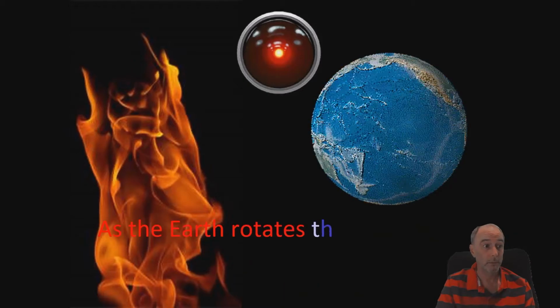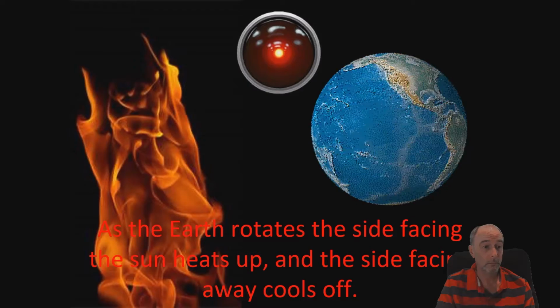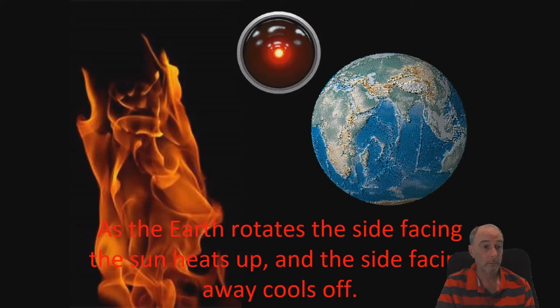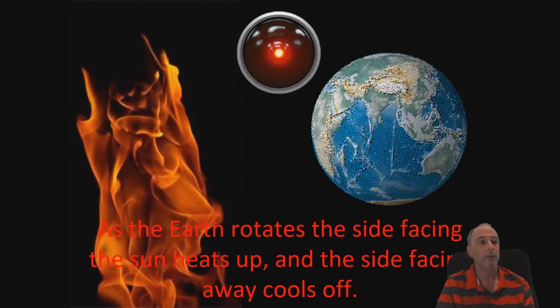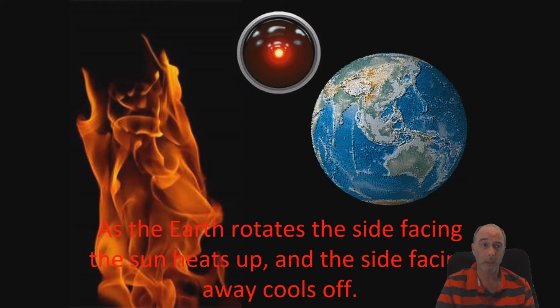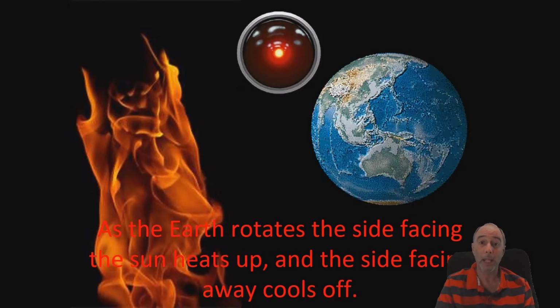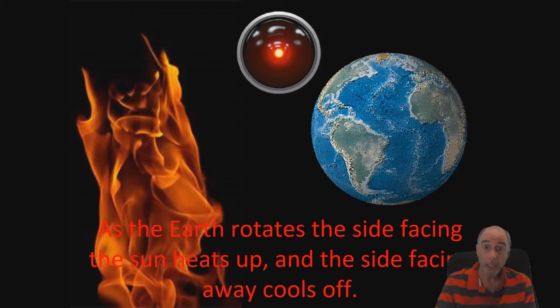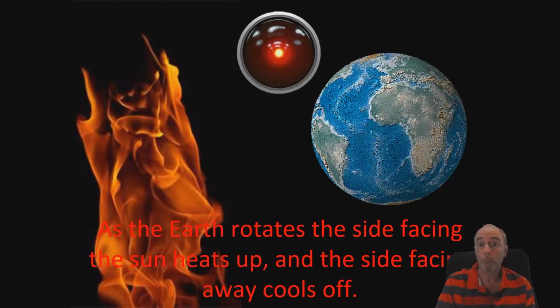Yes. As the Earth rotates, the side facing the Sun heats up, and the side facing away cools off. That makes sense. So the side of the planet that's facing the sun is heating up, and the side of the planet facing away, the dark side, the night side, gets cooler, right? Because it gets hot during the day, it gets cooler at night.